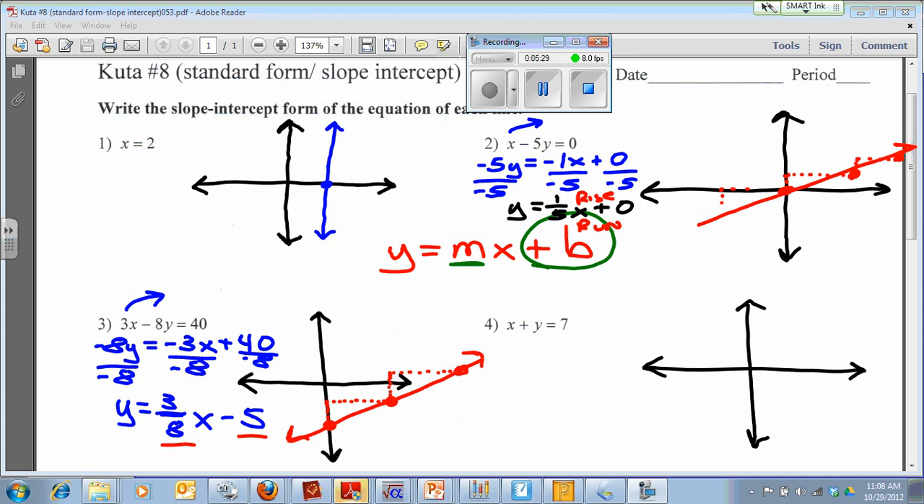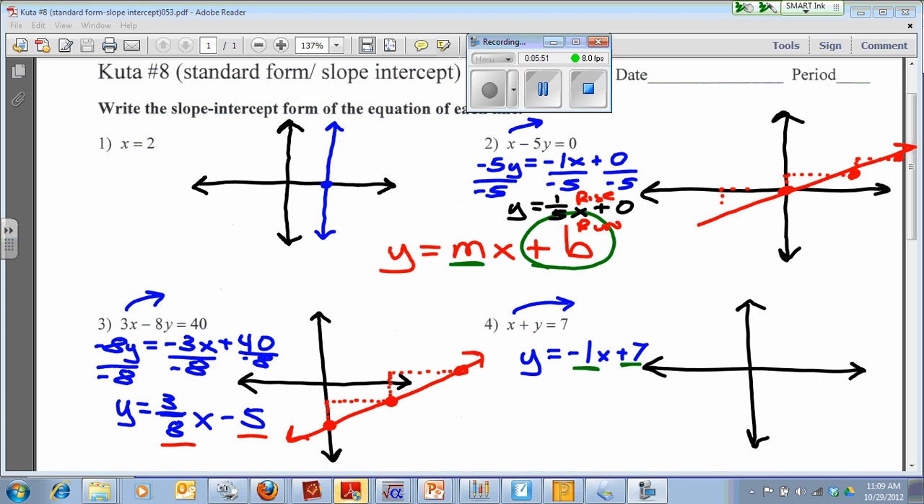I'm going to do just one more example. The one I'm going to do is problem number 4. Wouldn't it be nice if I just moved this over here? And so if I did, I have y equals, well, if it's a positive 1x here, it becomes a negative 1x on that side. And I already have my positive 7. I think it's in slope-intercept form. I have my slope, which is a negative 1. I have my y-intercept at a positive 7.